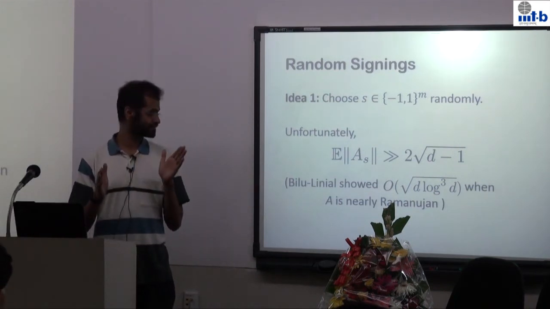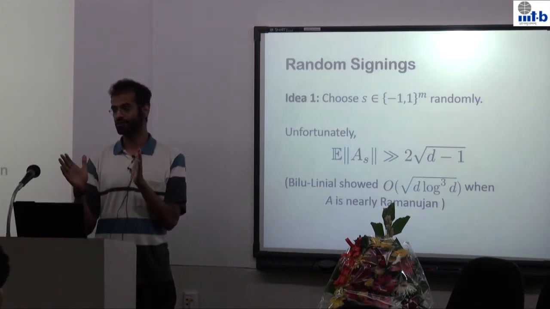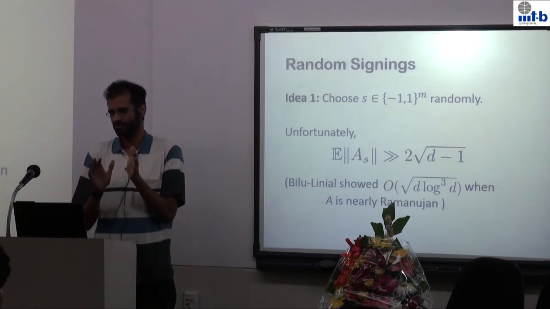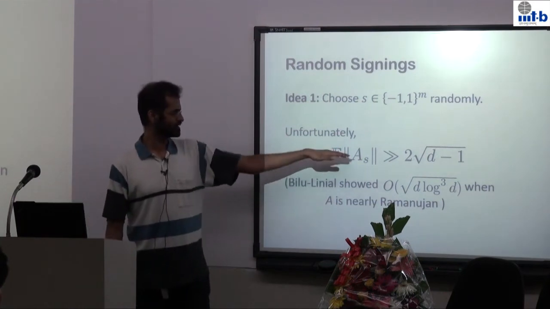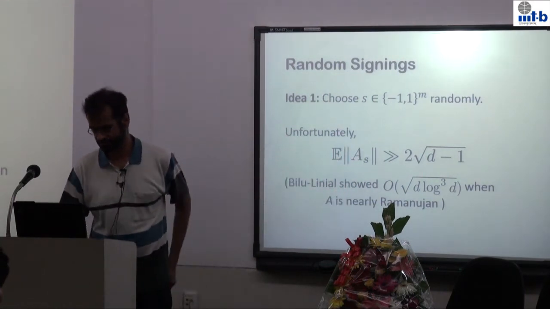So remember that the eigenvalues can lie between 0 and d. Square root d is much smaller than d. Square root d log cubed d is still sort of okay for big d. So it's not awful, but it doesn't get you this 2 square root d minus 1.